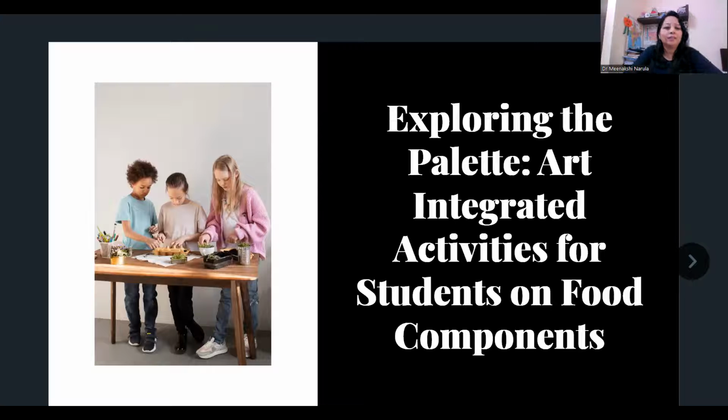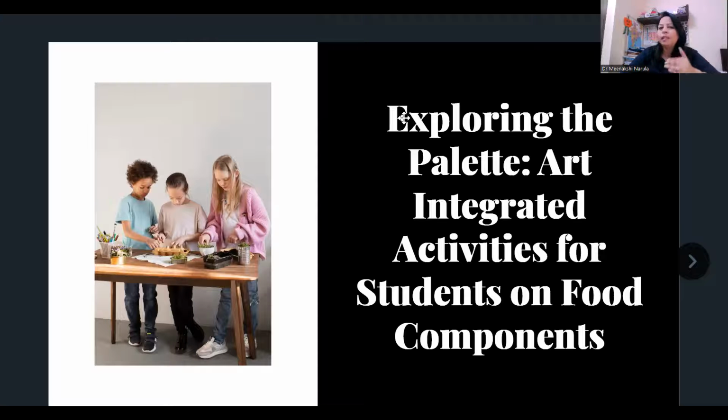My dear educators, let's talk about various art integrated activities that we can organize while talking about balanced diet, while talking about the different components of the food. You know pretty well, this is the topic that we discuss in various classes. And today we will be talking about primary classes till class 5.